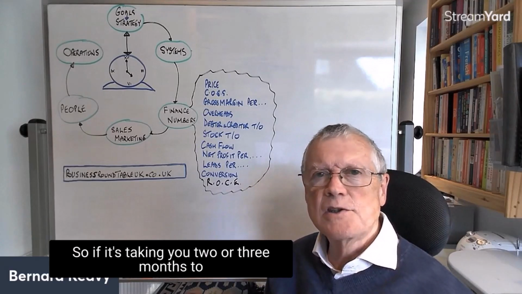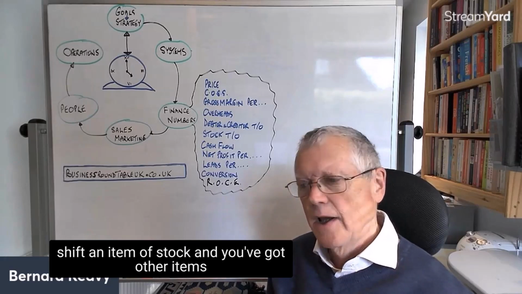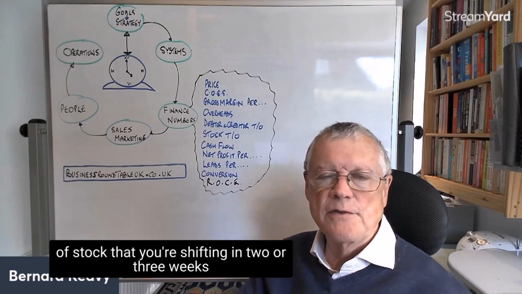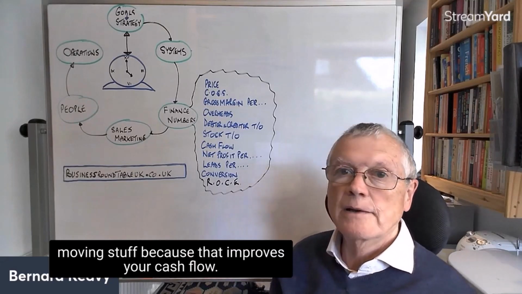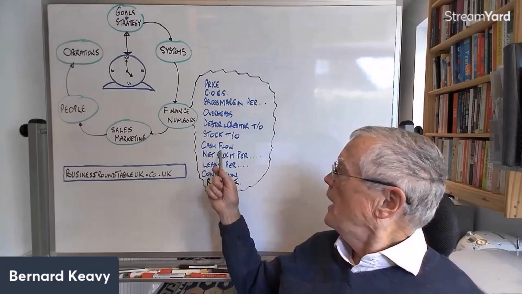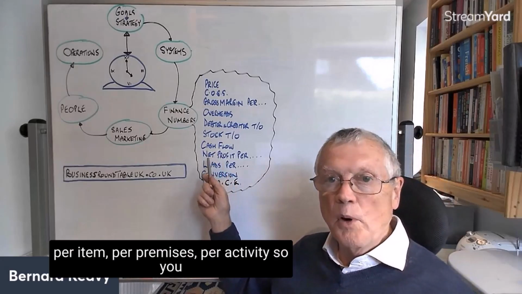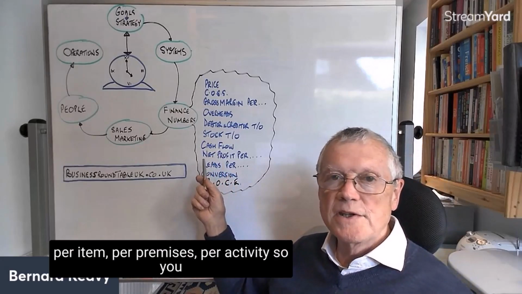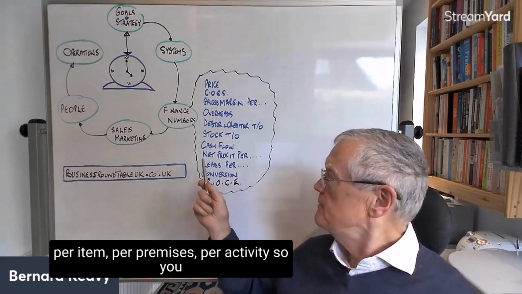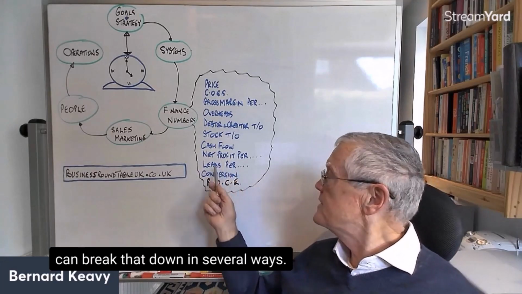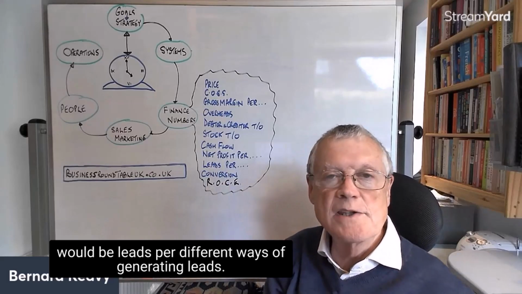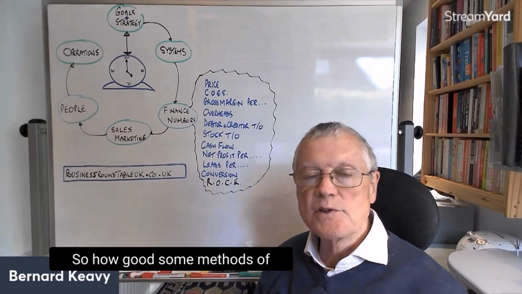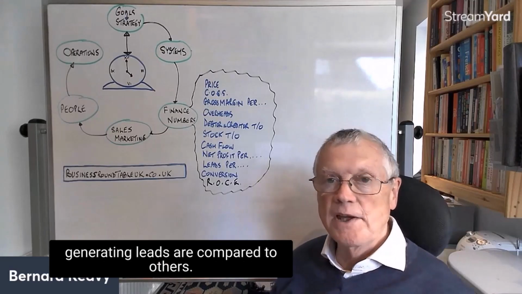So if it's taking you 2 or 3 months to shift an item of stock, and you've got other items of stock that you're shifting in 2 or 3 weeks, then you might wish to sell more of the quicker moving stuff, because that improves your cash flow. You need to know your net profit per item, per premises, per activity, so you can break that down in several ways. You need to know your leads per different ways of generating leads, so how good some methods of generating leads are compared to others.